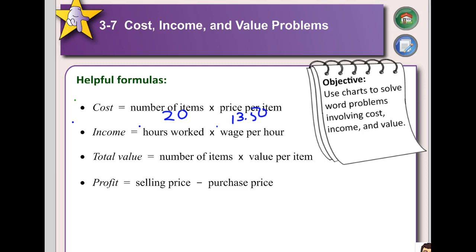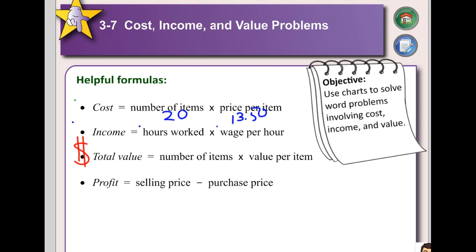Now, when we get to total value chart problems, the idea here is we're talking about money. Most of the time, they're going to give us a collection of coins, nickels, dimes, and quarters, and tell us how much it's worth, and then we will figure out the price.